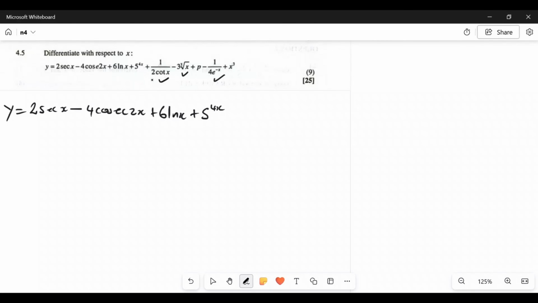No simplification is required. But the fifth term, we have 1 over 2 cot x. So we can change 1 over cot into tan. So we can write first 1 over 2, and then multiply by tan x.